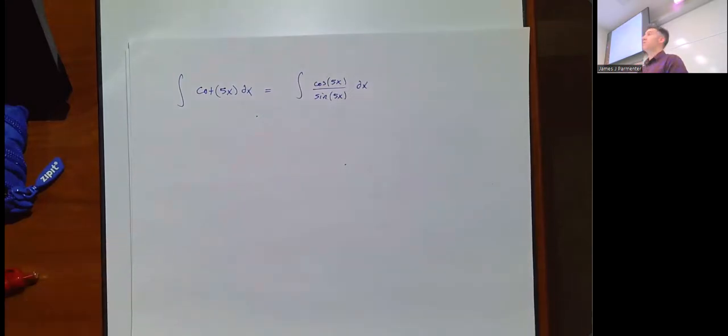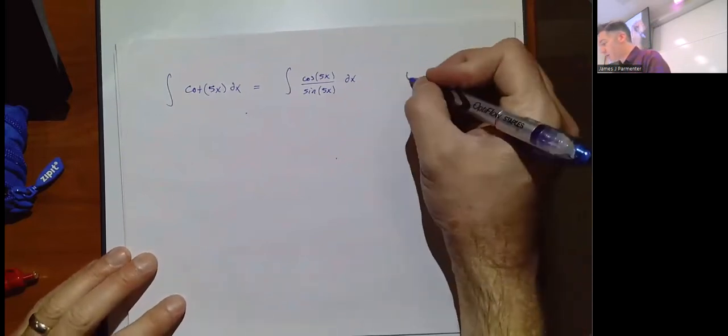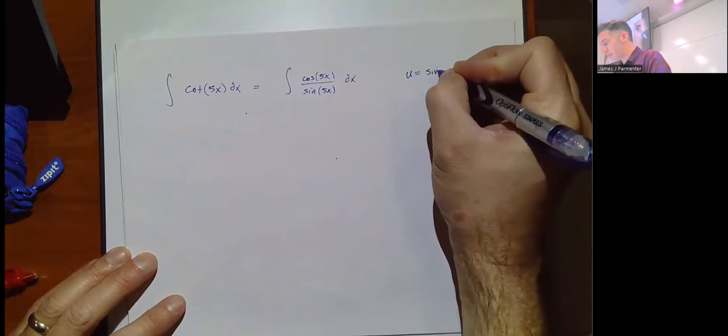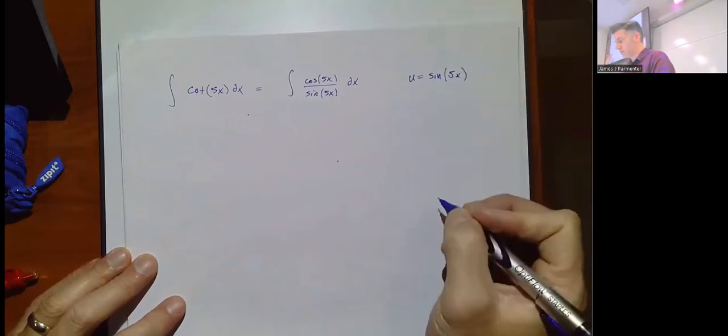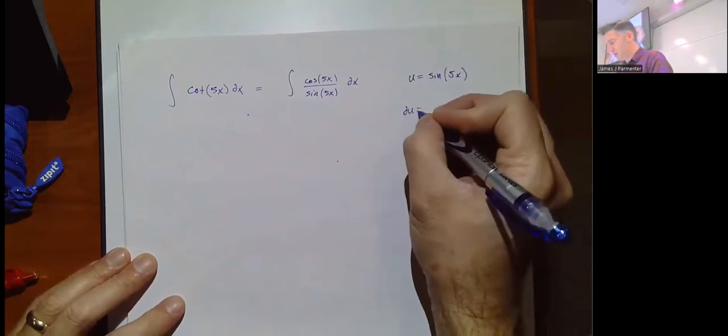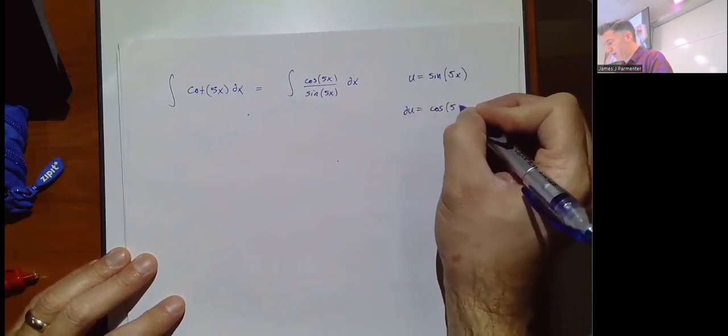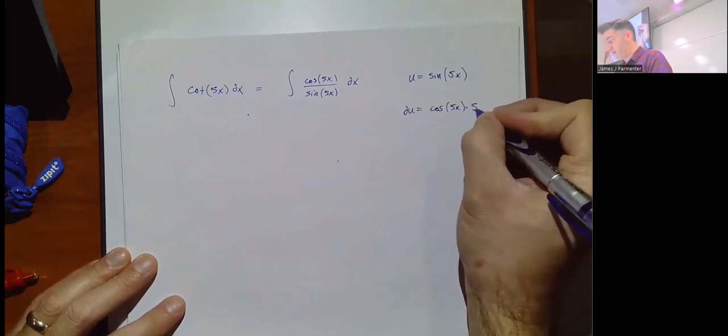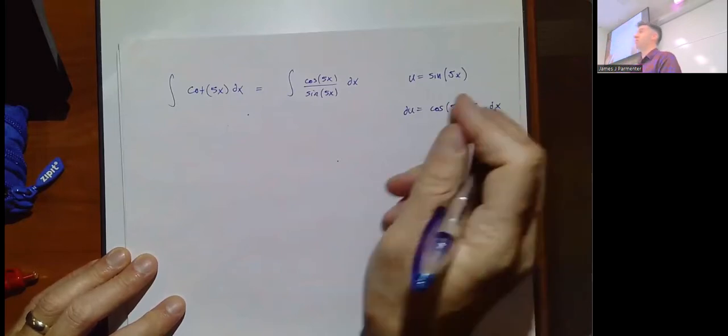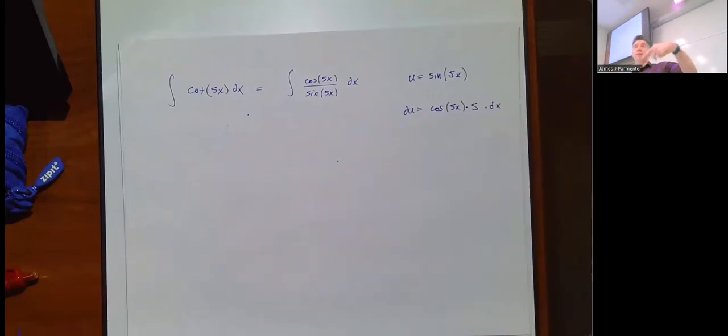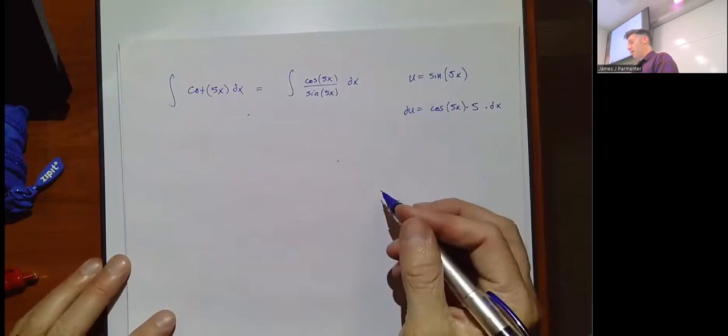So we're going to do a u sub. And we're going to pick u to be the thing that is stuck. U is going to equal sine of 5x. My du is going to be cosine of 5x times 5 times dx. I changed what we got to multiply by the derivative of the inside piece there. So there's a 5.